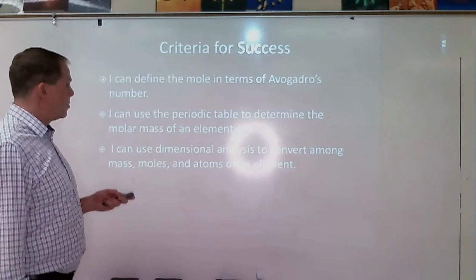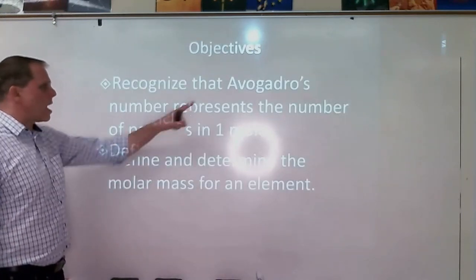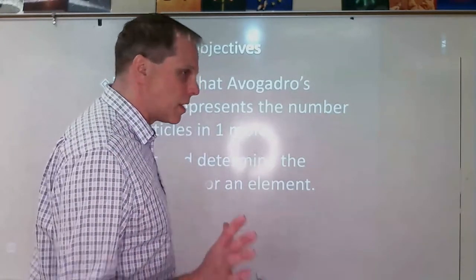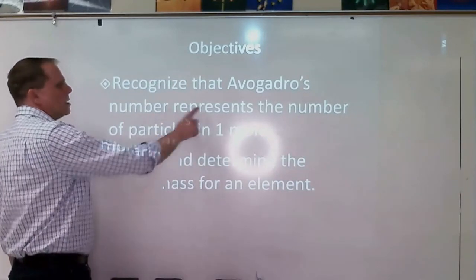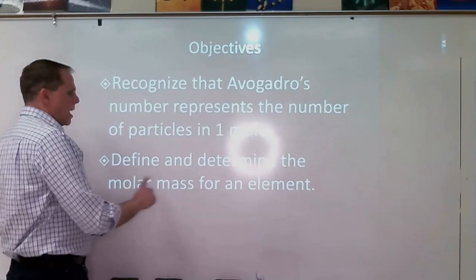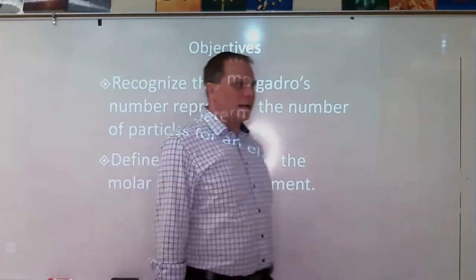And we'll go back to that. So let's look at our objectives here. We want to look at Avogadro's number, which is just another way of talking about the mole. It's a slightly different thing, but basically the same. We want to look at that being the number that represents the number of particles in 1 mole of something. And we want to define and determine the molar mass for an element.